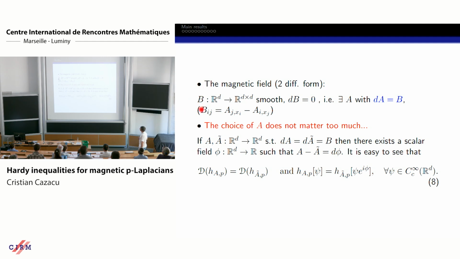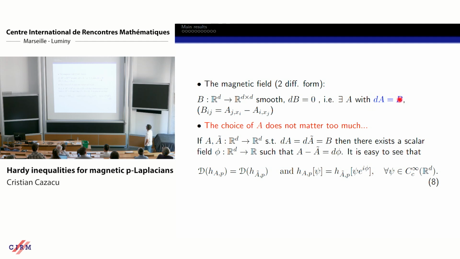So this B is related with quantum mechanics, with the motion of charged particles in electric and magnetic field. So this is the magnetic field. It's basically a two-dimensional differential form or a matrix tensor, which satisfies the Maxwell equation. And the relation of B with A is given by this formula.